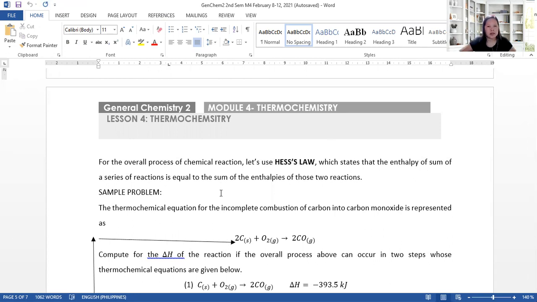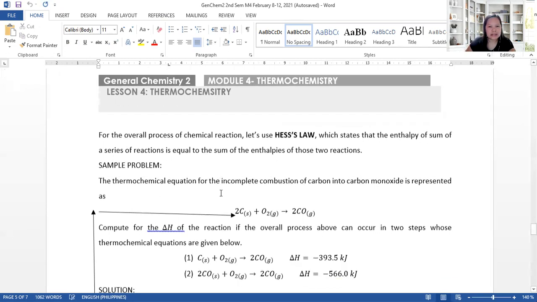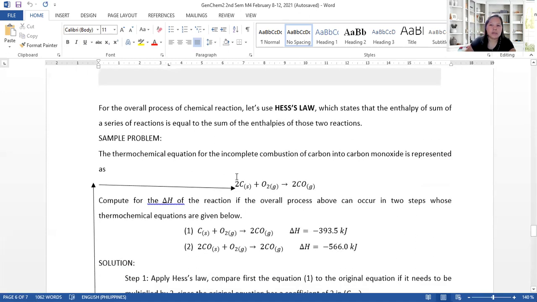This is just a simple one also. Hess's law states that the enthalpy of a sum of a series of reactions is equal to the sum of the enthalpies of those reactions. So for us to understand this better, let's have this example.